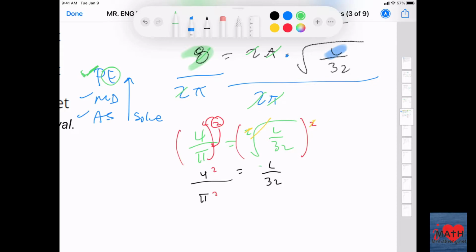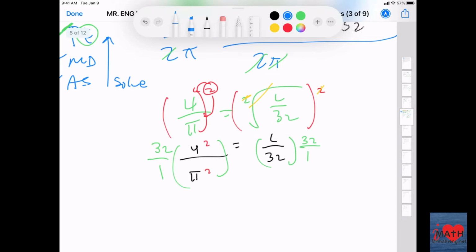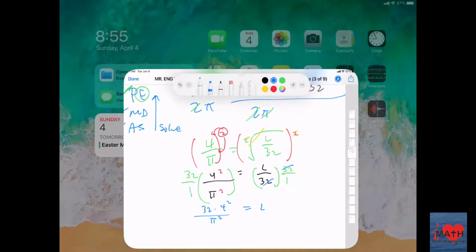This is division, so I'm going to multiply both sides by 32. How do you make 32 a fraction? You put it over 1. And so you get 32 divided by 32 is just 1. So you just have L equals 32 times 4 squared all over pi squared. 32 times 4 squared divided by pi squared. Let's put it in our calculator.